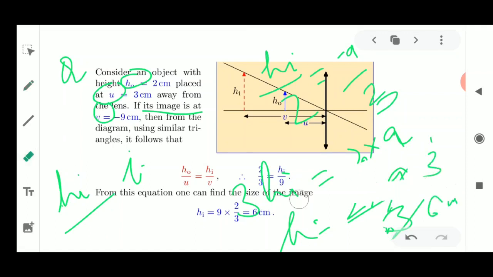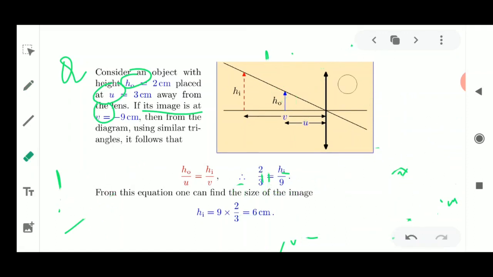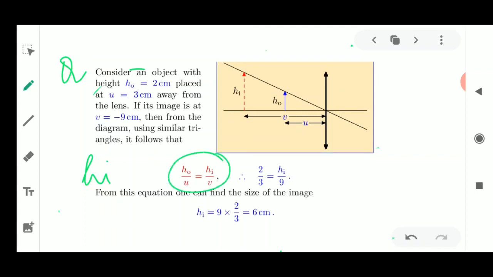So here also you have noted down in the same manner that you will get 6 centimeters. This was just a part of a question where I thought of showing you how to solve it if such questions come. Here it is not written what you have to find, but you know that hi was missing, so you need to find that. Here the similar triangles were used, but you can very easily solve this question using the formula m is equal to hi upon ho, which is equal to v by u.